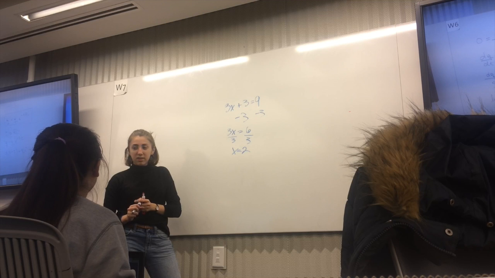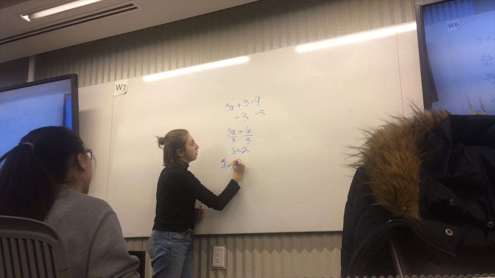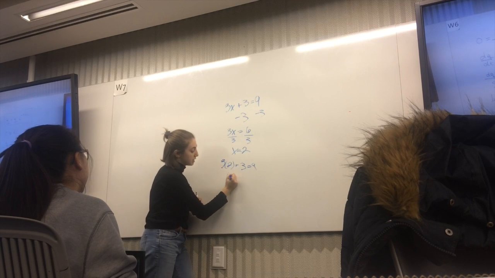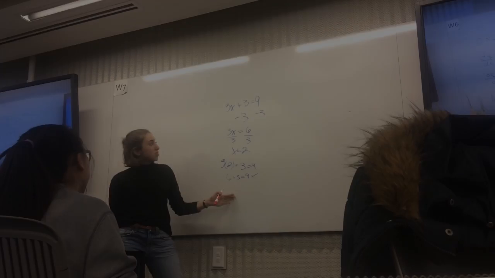Oh, you plug it back in. Exactly. So 3 times 2 plus 3 equals 9. So it's 6 plus 3 equals 9, which is in fact true.